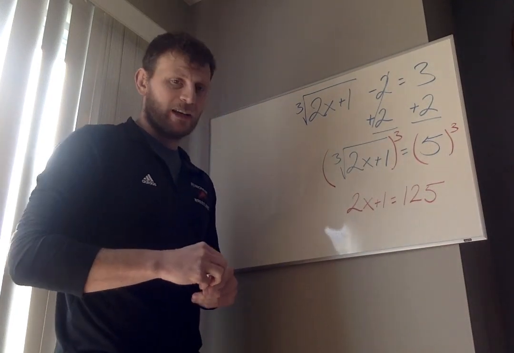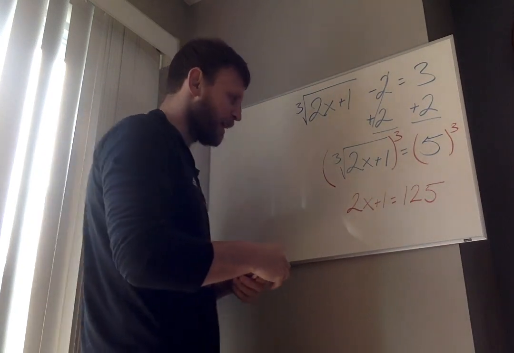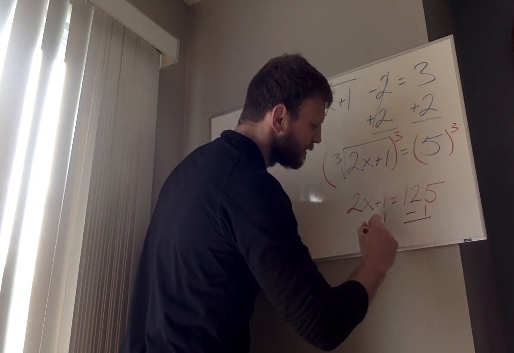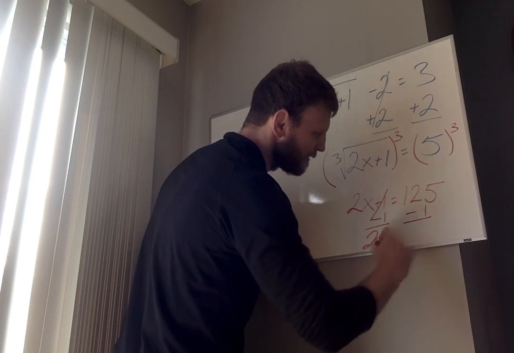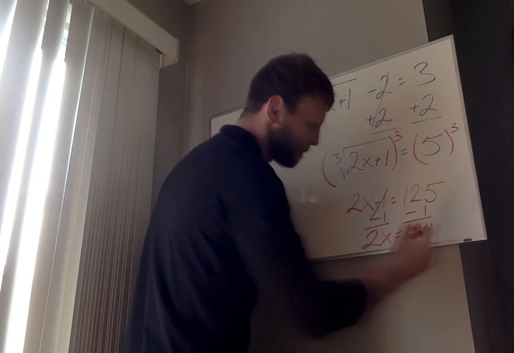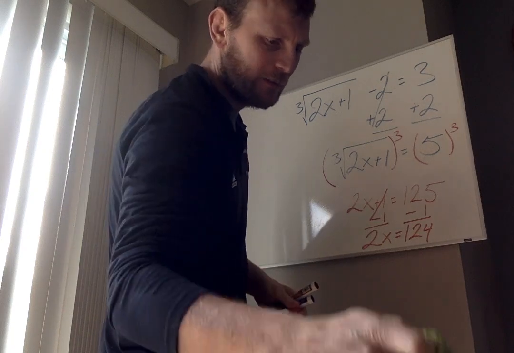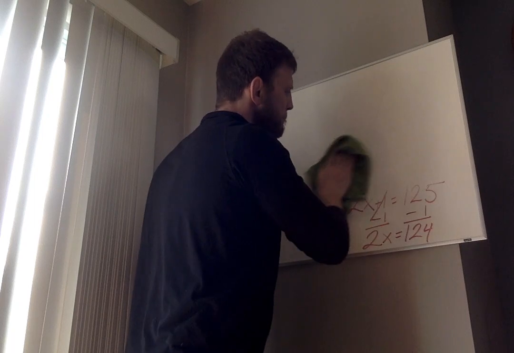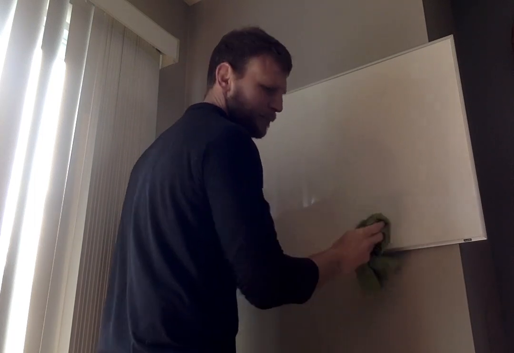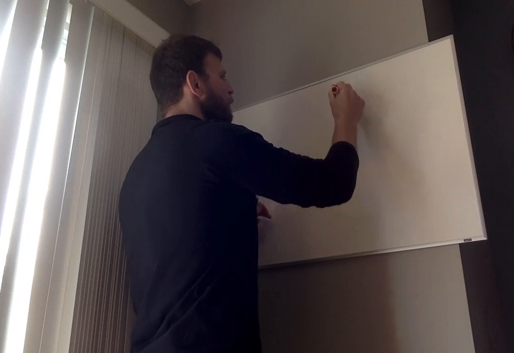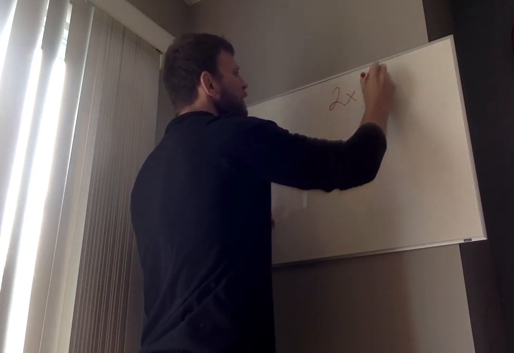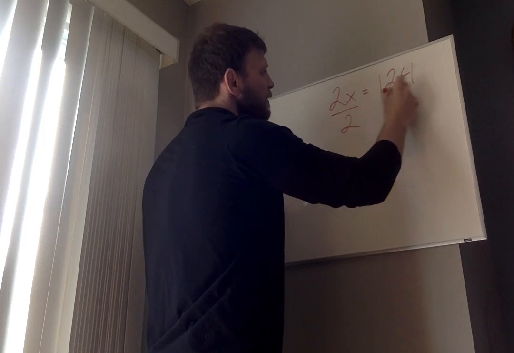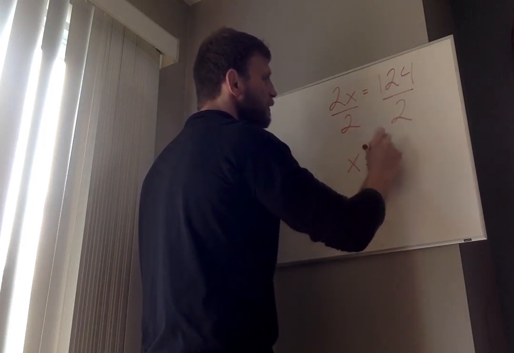Trey, where do I go from here, buddy? Yeah, I subtract 1. So I'm going to subtract 1 from both sides. That's going to give me 2x equals 124. Now, since I'm running out of room, let me just erase this up here. So I had 2x equals 124. And then Kurt Gasser, yep, I divide by 2. Nicely done. So it gives me x equals 62.